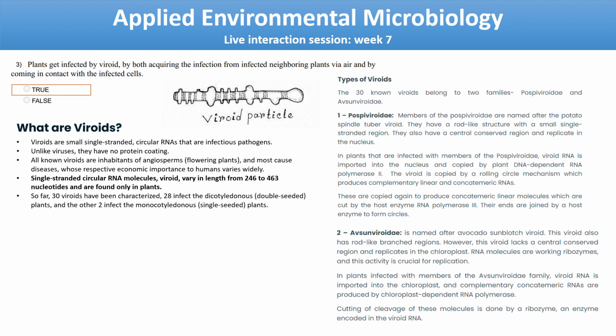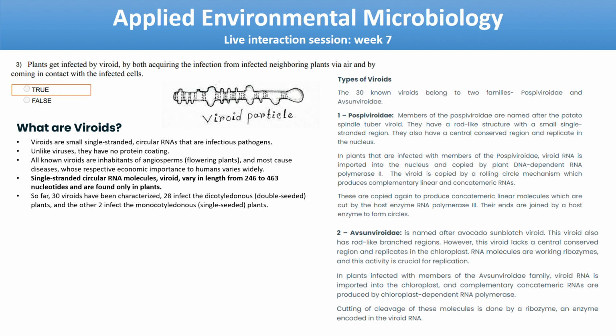So where do they stay? They inhabit angiosperms, that are flowering plants, and they cause diseases which cause a lot of economic problems to humans because they kill the plants. And the nucleus of the virus, or the RNA of the viroids, is single-stranded circular RNA, and the length can vary from 246 to 463 nucleotides, and they are strictly found to infect only plants.